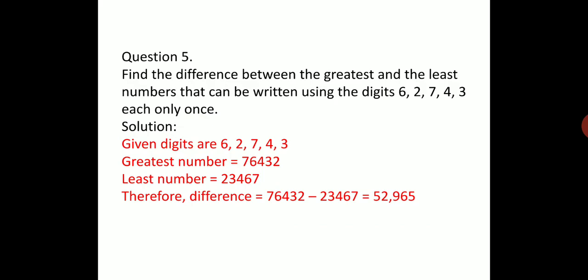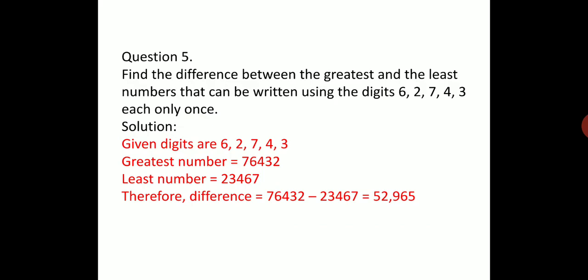Question number 5 now. Find the difference between the greatest and the least number that can be written using the digits 6, 2, 7, 4 and 3, each only once. We have to use each only one time. Now, the given digits are, you can see, 6, 2, 7, 4 and 3.